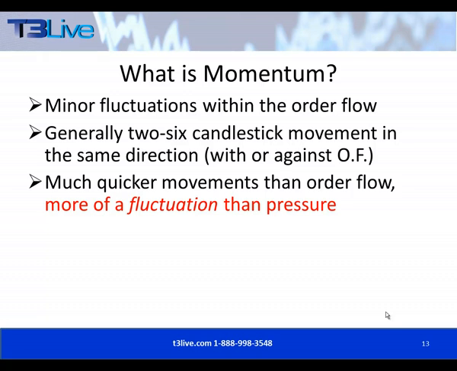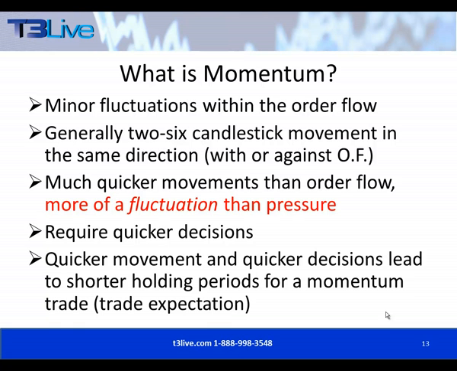A lot of traders want to get in, get out, go to the next trade, but only trade it in that direction. Some traders use momentum to begin to build a position, and then during a pause, as we discussed in the previous chapter, that's where they make a determination if they want to add to a position. Now, obviously, because it's a quicker trade than the longer term order flow that's creating it, you have to make shorter term decisions. Quicker movement, quicker decisions lead to shorter holding periods for that momentum trade.